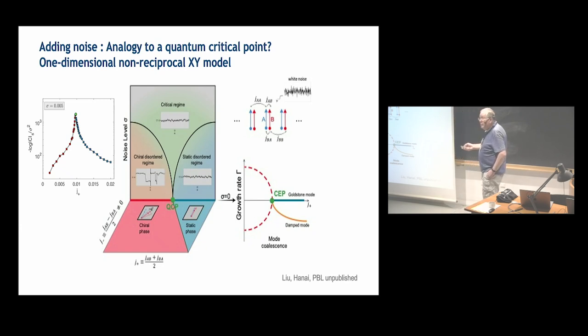So again, I've got spins. The blue spins like to align with the other blue spins, the red spins like to align with the other red spins, but red and blue have different laws. And this is in one dimension. And so, in the absence of noise, if you like, temperature equals 0, I can find an axis along here where I go through a transition from a static phase to a chiral phase. So this is this exceptional point. And now I want to know what happens if I add noise.